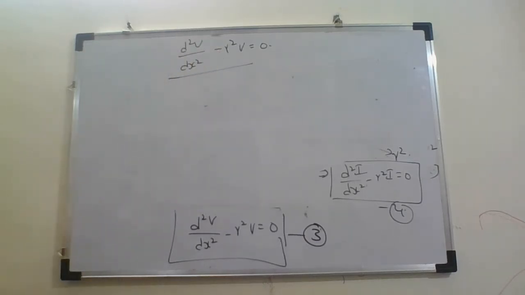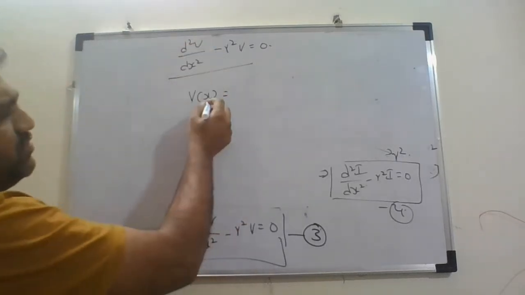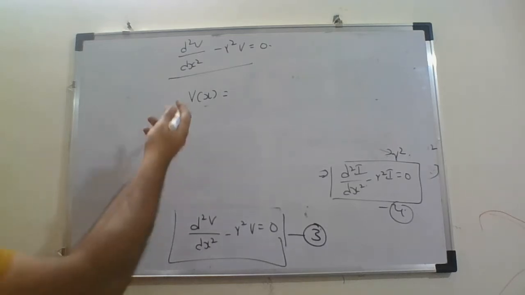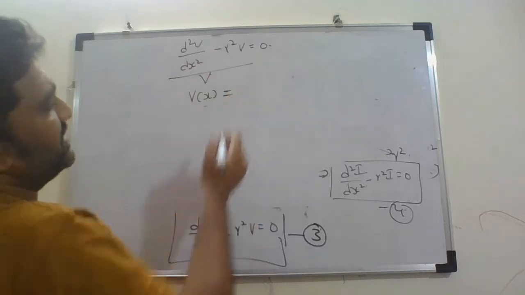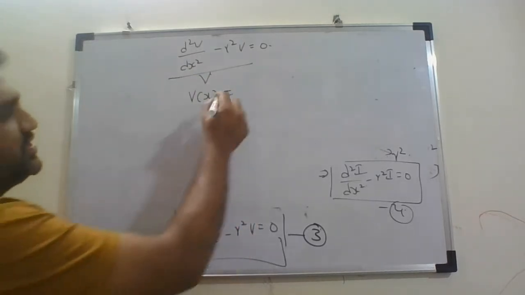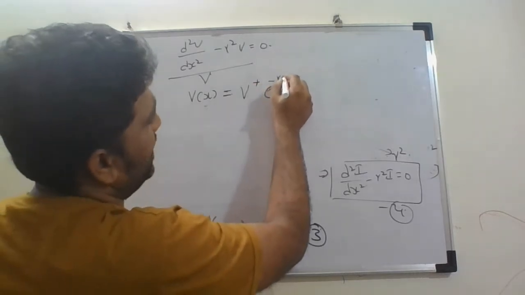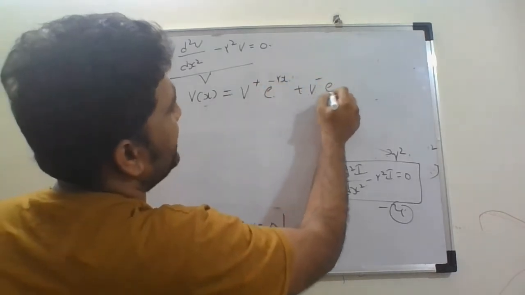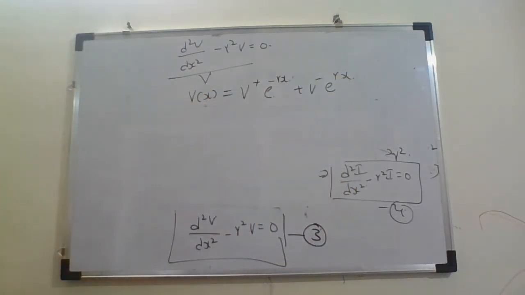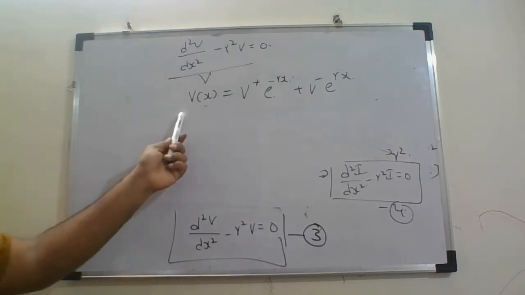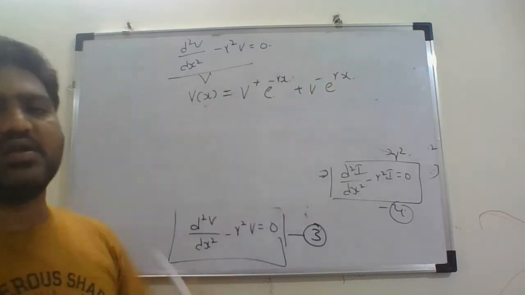The general form of the solution is given by V of x, the voltage as a variable of x, or we can also write just capital V. So what is the general solution? We need one constant. Let us assume it as V plus into e power minus gamma x plus V minus into e power gamma x. This is the general solution. So V of x is equal to V plus into e power minus gamma x plus V minus into e power gamma x.